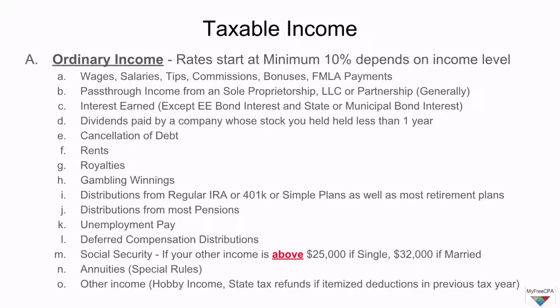Annuities, there are special rules, not going over those. And then other income, the biggie being hobby income and a state tax refund if you itemized your deductions in the previous tax year. A lot of people, you'll be getting a 1099-G, right? That would be government payments to you. If those are from tax refunds and you itemized your deductions last year, then that's taxable income to you this year. If you didn't itemize and you only used the standard deductions last year, then don't worry about it. That is not taxable income.